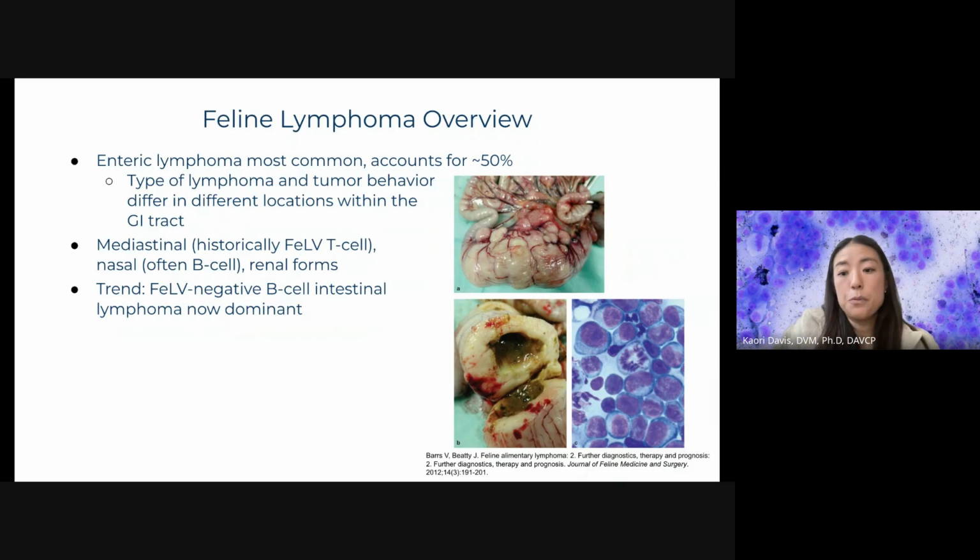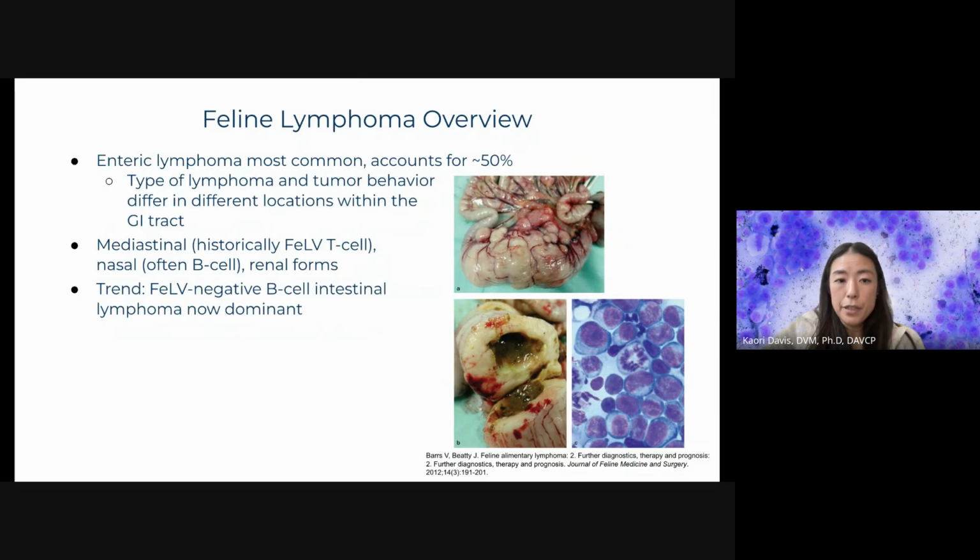Cats do lymphomas really differently. In cats, GI lymphoma is most common, and about half of the lymphoma cases in cats are within the GI tract. Interestingly, the lymphoma types and also the behavior can be really different depending on where in the GI tract the lymphoma arises. So gastric lymphoma, for example, in cats can be very different from jejunal lymphoma.